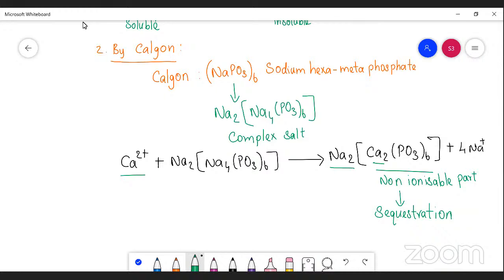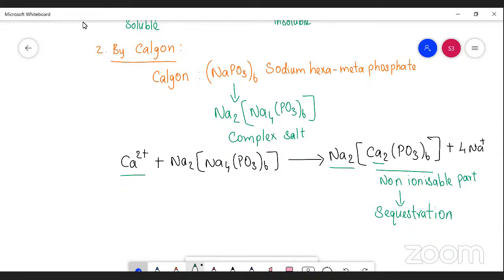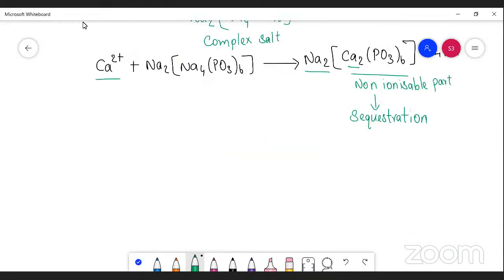In the same way, the magnesium salt is also sequestered by calgon. Here we are taking the magnesium salt instead of calcium, that is magnesium 2 plus. Then it is reacted with calgon. What is calgon? Sodium hexametaphosphate. Hexa means 6.